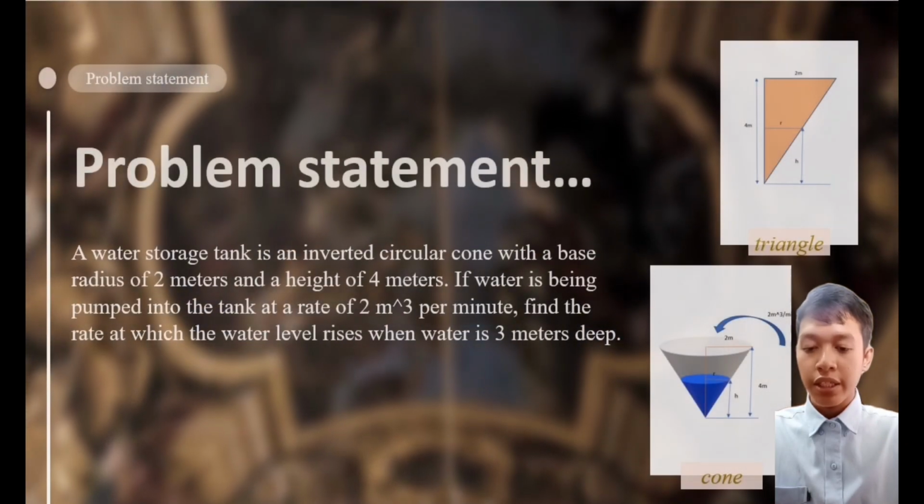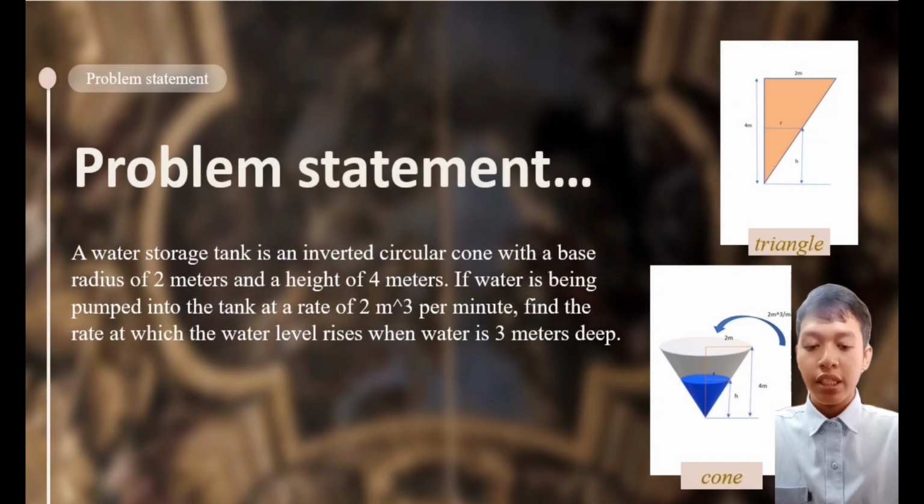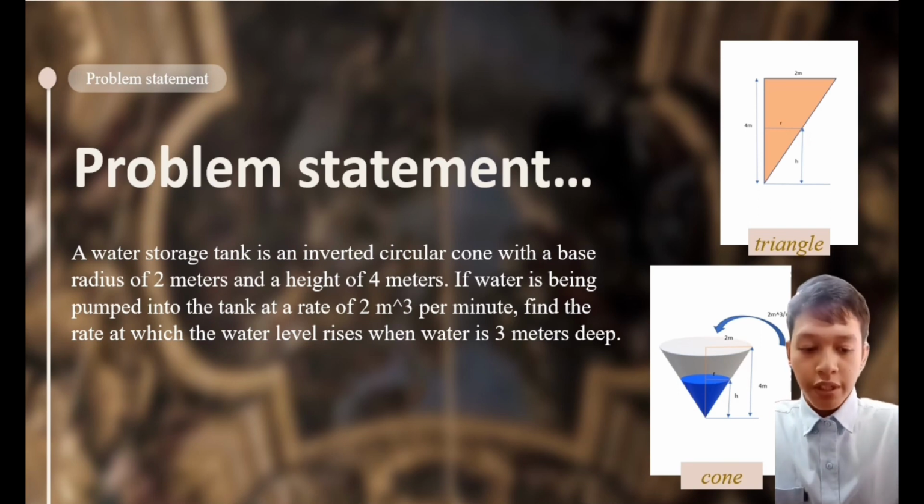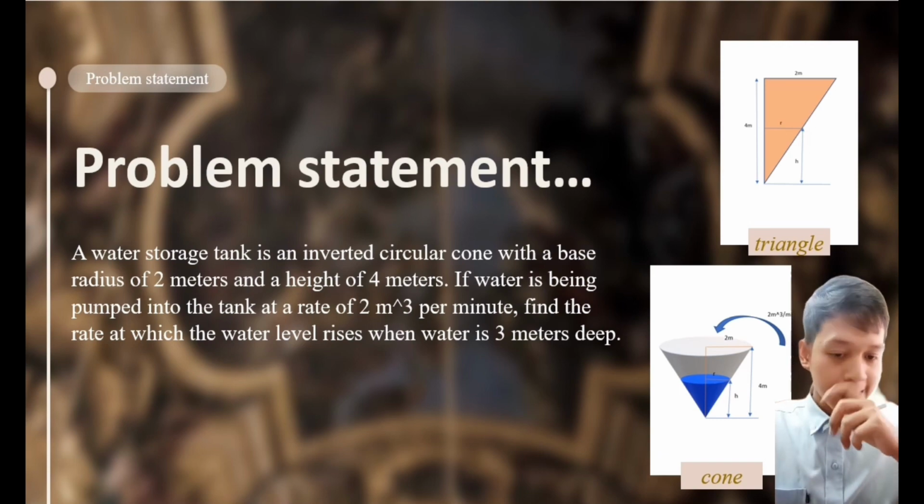A water storage tank is an inverted circular cone with a base radius of 2 meters and a height of 4 meters. If water is being pumped into the tank at a rate of 2 meters cubed per minute, find the rate at which the water level rises when the water is 3 meters deep. So this is how the inverted cone will look like.